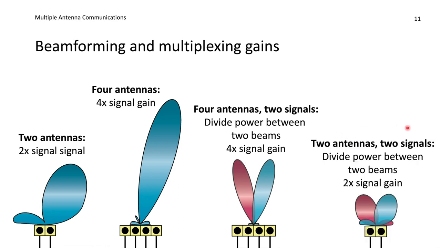And if you have two antennas that are transmitting two different signals, you can still create beamforming in different directions. For each beam, you get the beamforming gain that is delivering twice the signal energy in a dominant direction, but you also need to divide the power between them. So for each user, you're not receiving more signal power than you would get with only one antenna, but you're still able to deal with the interference to some extent.